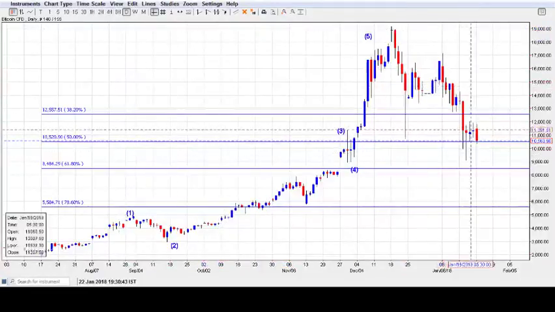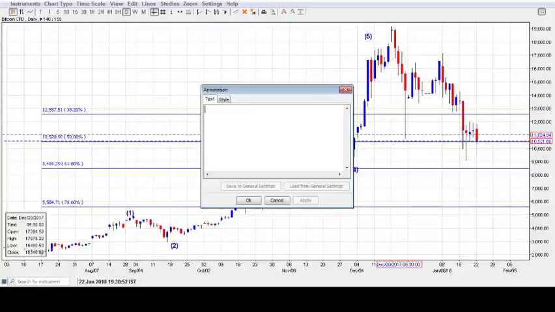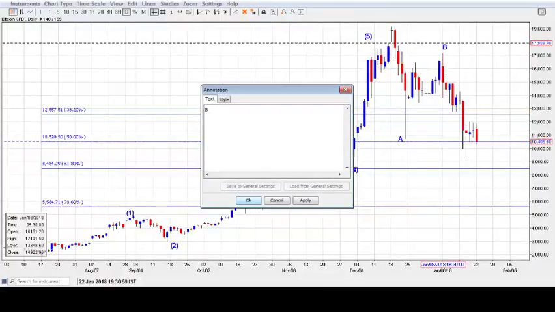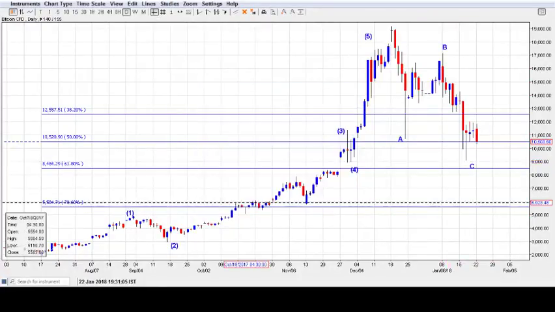All right. So to cut this story short and make it very simple, we are most likely going to complete a corrective drop ABC. Please remember, sir, we are just talking about a corrective drop which might terminate very close to the 8,500 handle.